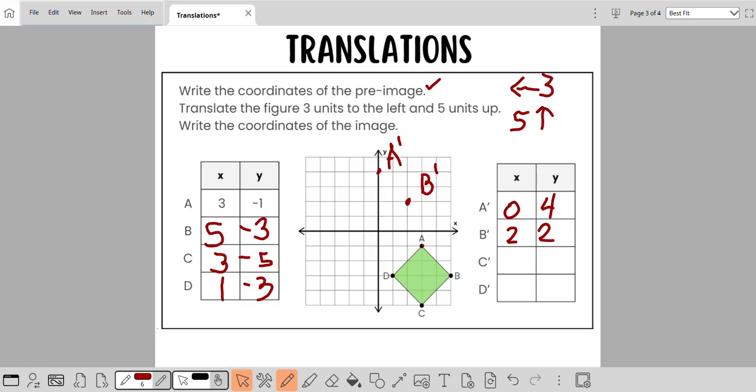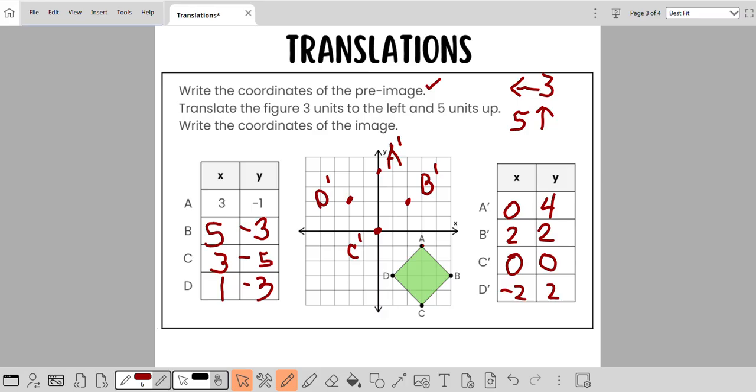Now let's move C. Again, 3 left, 1, 2, 3, up 5, 1, 2, 3, 4, 5. Well, there you go. That is going to be C prime, and it is sitting right on the origin, which is (0, 0). Then we have D. We're going to move over 3, 1, 2, 3, and up 5, 1, 2, 3, 4, 5. It's going to go right there, and that's going to be D prime, and that point is (-2, 2).